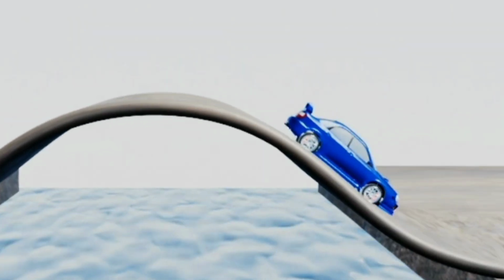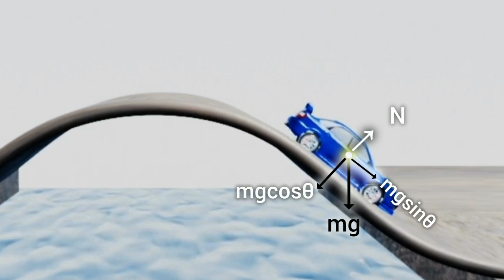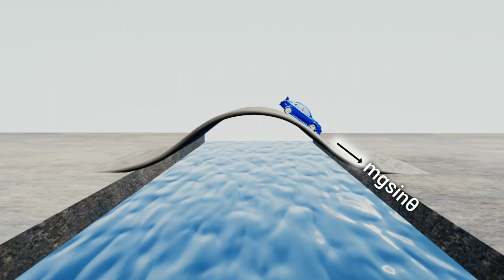When the car is on the downhill part of the convex bridge, the weight is still pulling it down, and the normal force from the bridge is perpendicular to the surface. The weight can be broken down into two parts: a horizontal part that's parallel to the road, and a vertical part that's perpendicular to it. The horizontal part accelerates the car downhill.